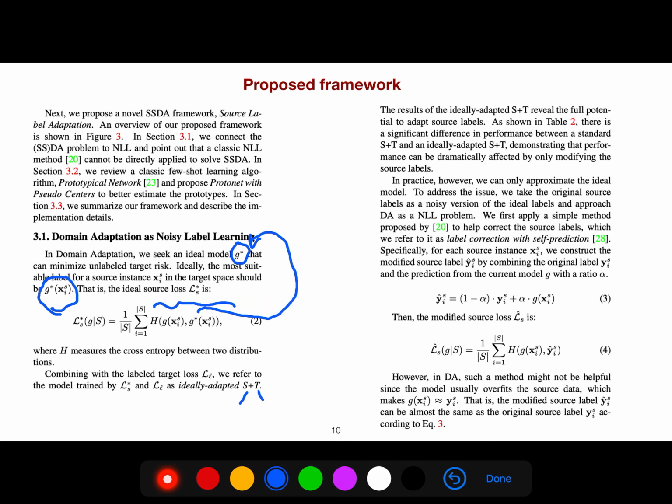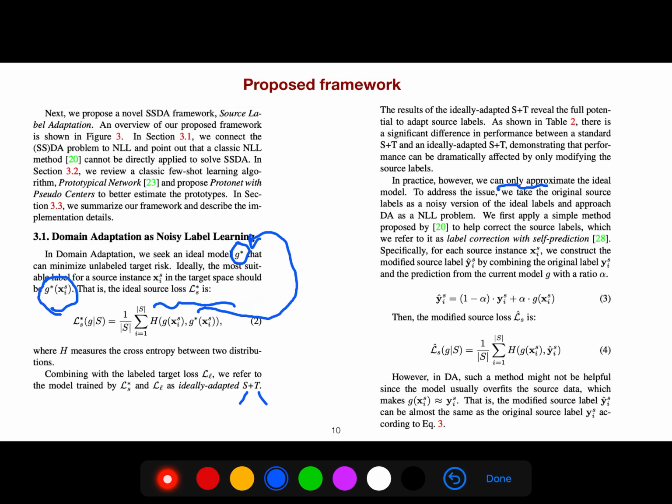We don't know it. So to address this issue, we take the original source label as a noisy version of the ideal labels and approach it as an NLL problem. We first apply a simple method to help correct the source labels, which we refer to as label correction with self-prediction.